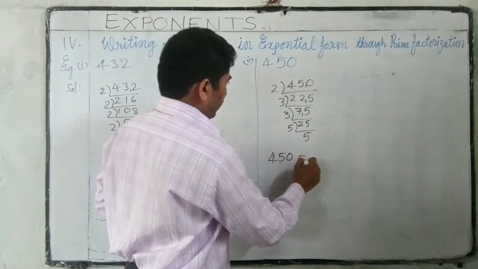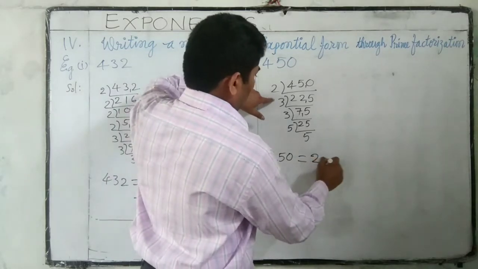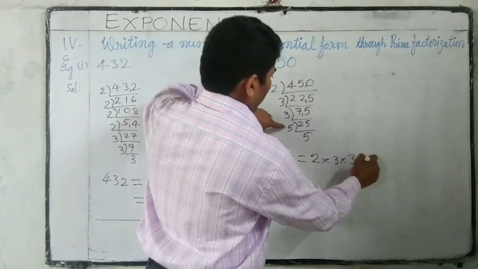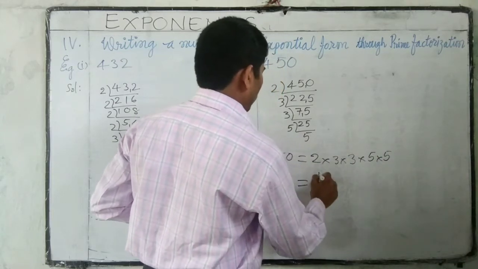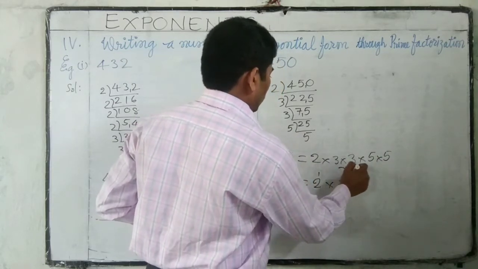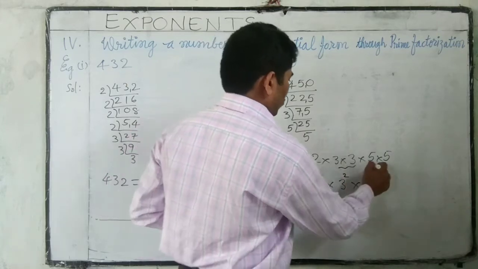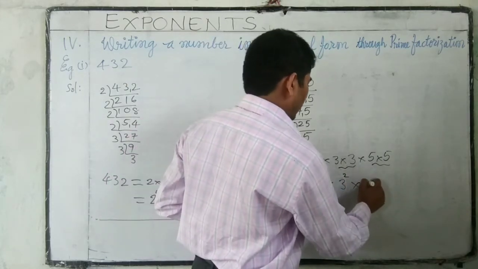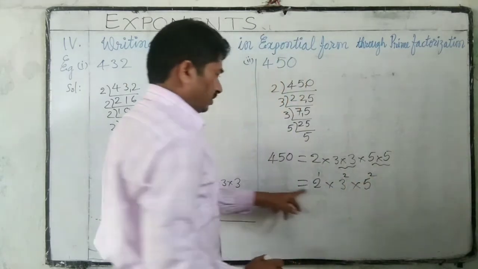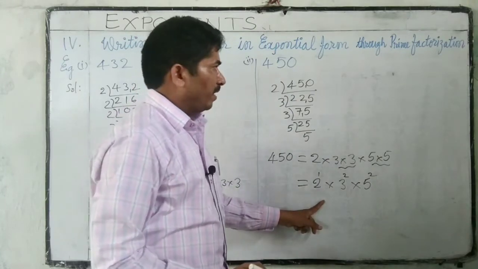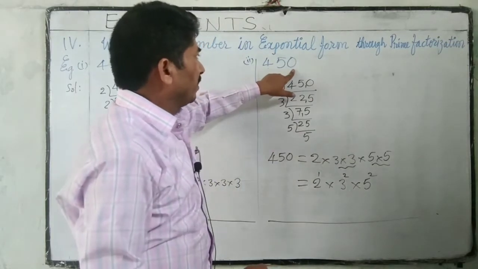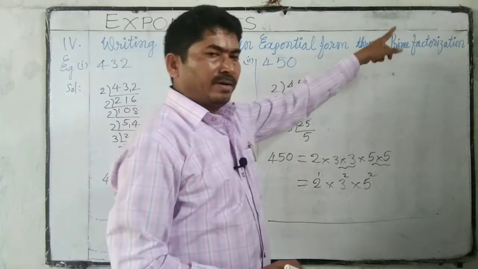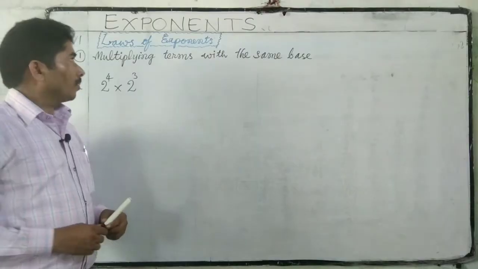450 is equal to 2 into 3 into 3 into 5 into 5. So 2 only once. 3 is 3 square. 5 is 5 square. So this is the exponential form for 450 by using the prime factorization method.